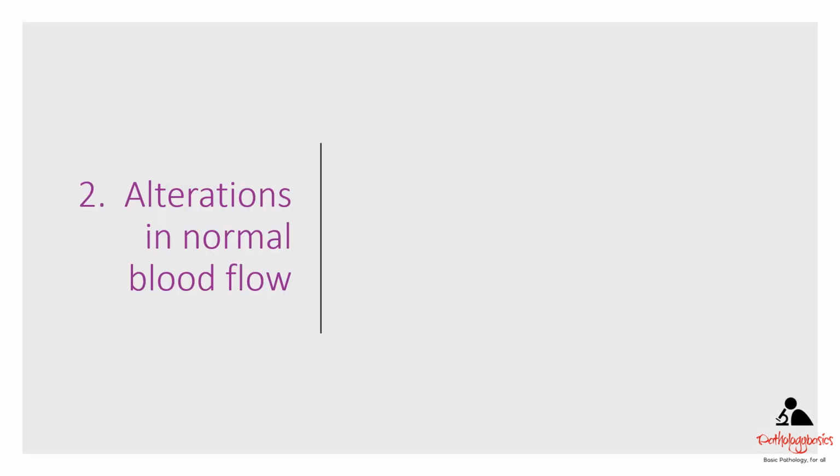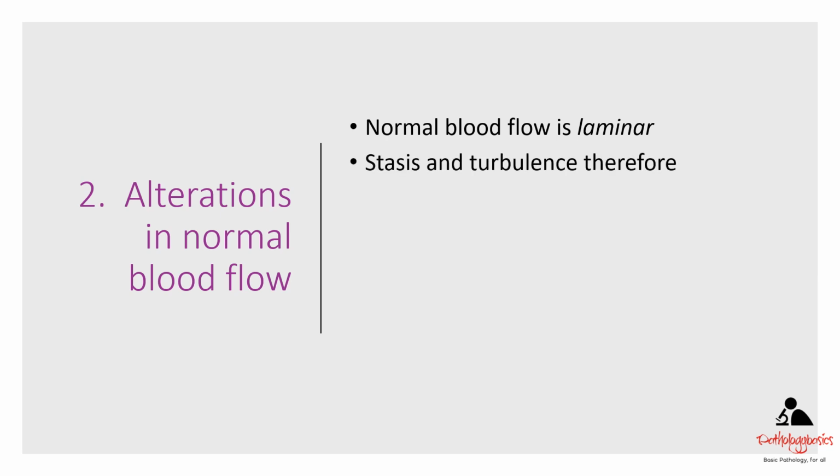Second factor in the Virchow triad was alterations in the normal blood flow. So, first, it's important to note that the normal blood flow is laminar. What does laminar blood flow mean? Laminar blood flow means different components of the blood flow at different levels. The cells, primarily the WBCs, RBCs, and the platelets, flow through the center of the blood vessel. This kind of flow is what we call laminar flow. Any abnormality with this laminar flow is what we call stasis or turbulence.